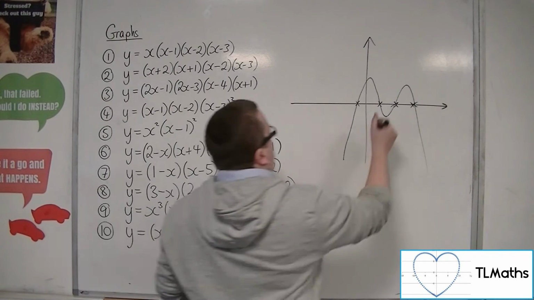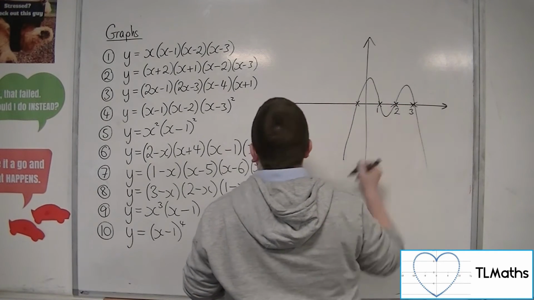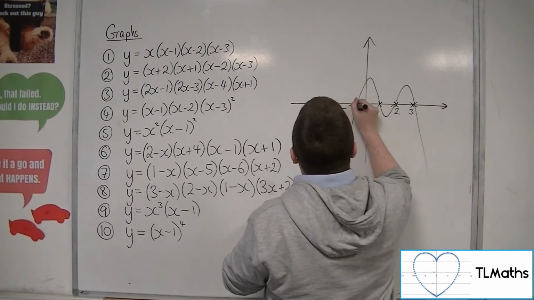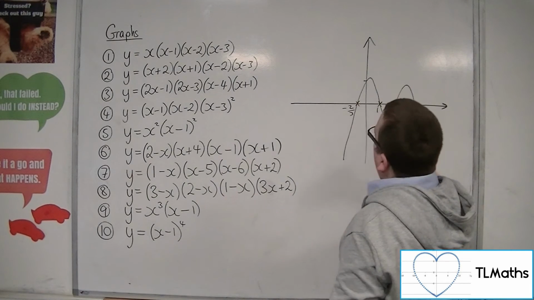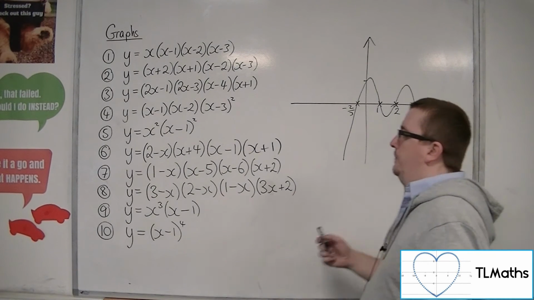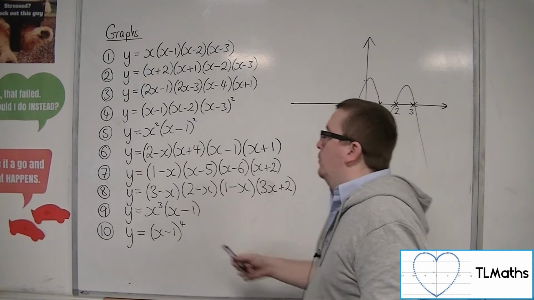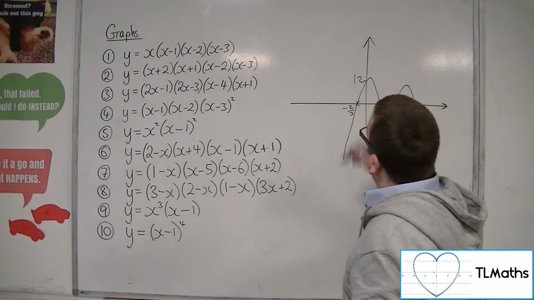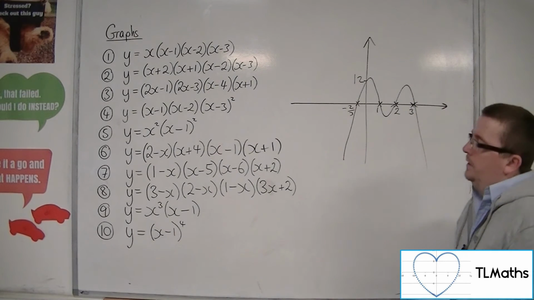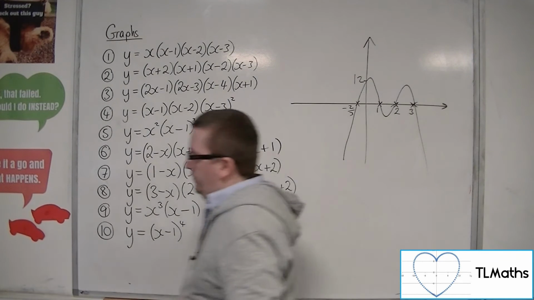Okay, so we have 1, 2, and 3, and this is minus 2/3. And crossing through the y-axis at 3 times 2 times 1 times 2, so that would be 12. Okay, so that's number 8.